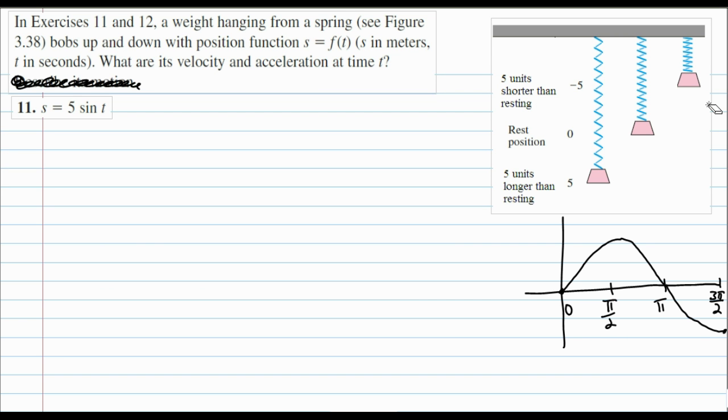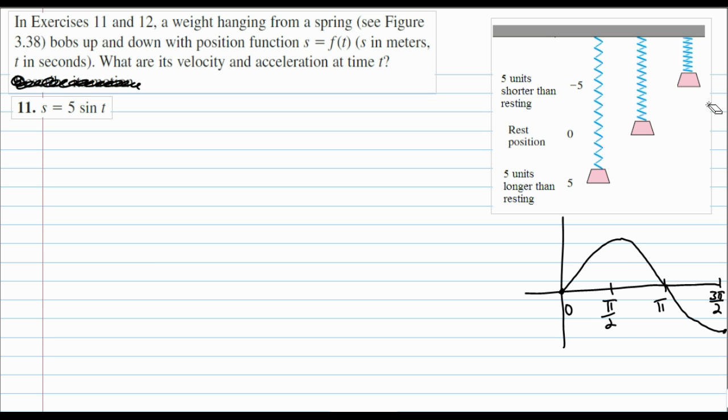Now try problem number 11. It says that a weight hanging from a spring, see this figure again, bobs up and down with position s. s is in meters, t is in seconds. What are its velocity and acceleration at time t? And I know we can dive right in here and find the derivatives, no problem.